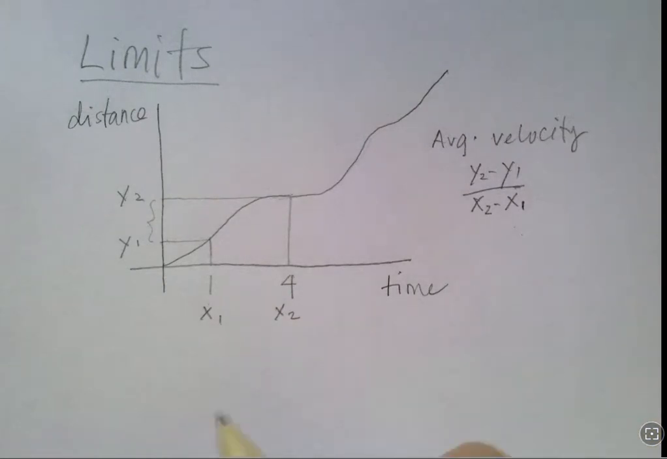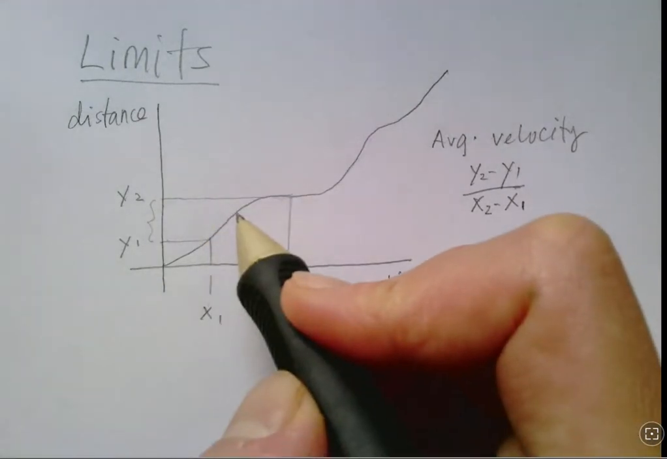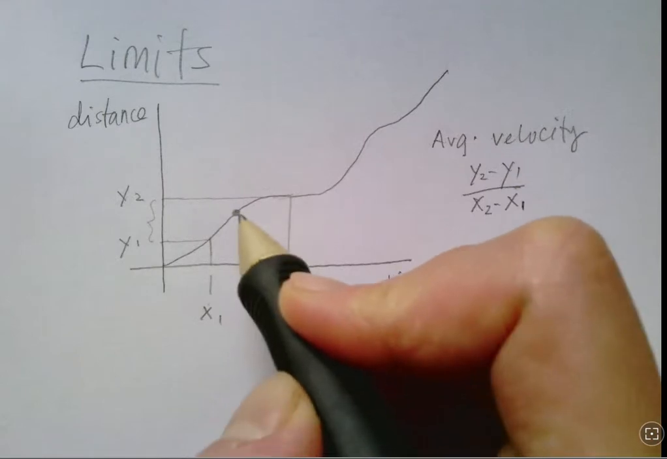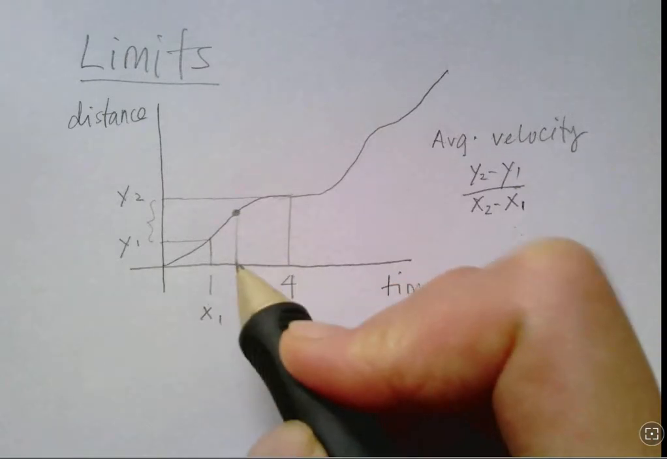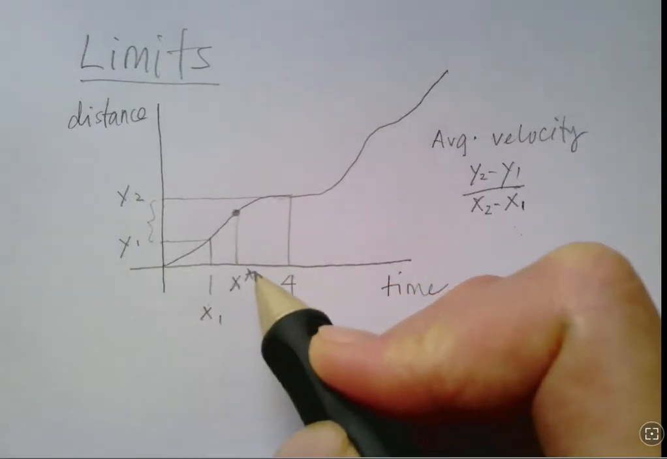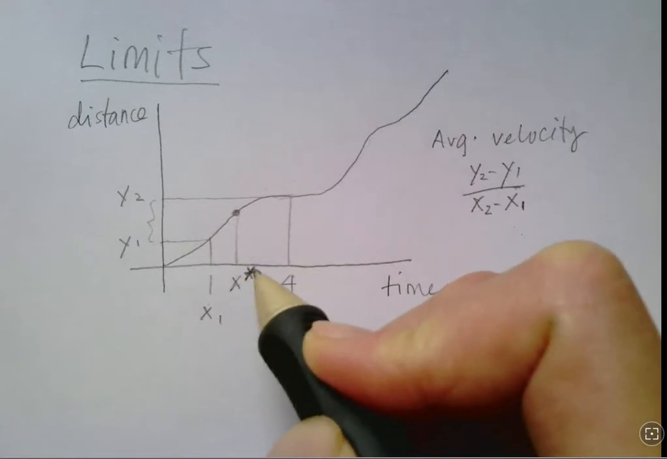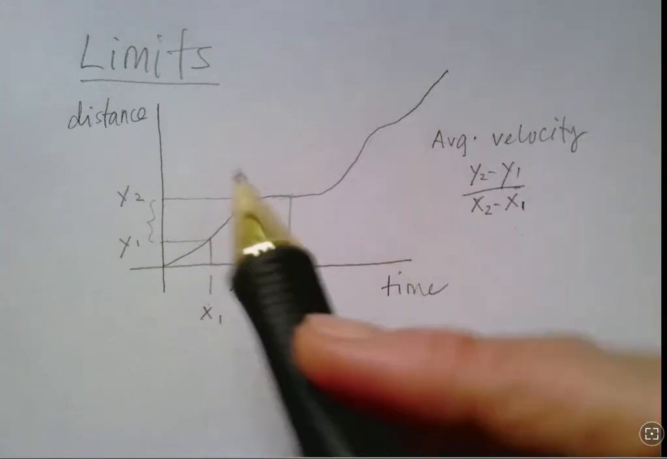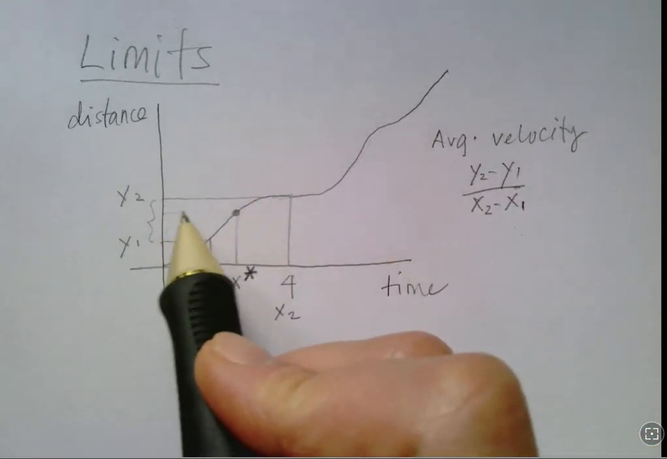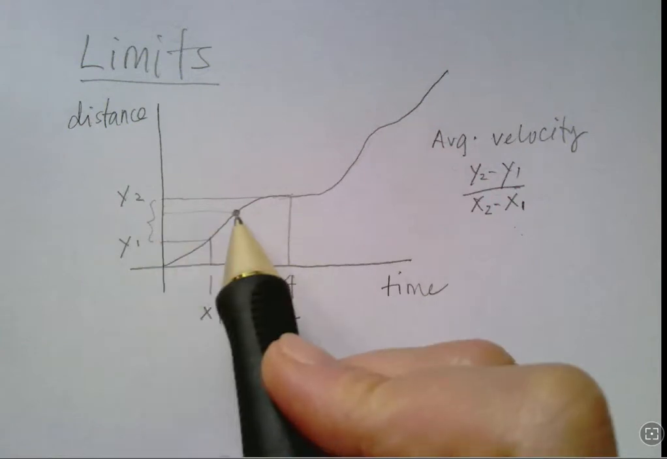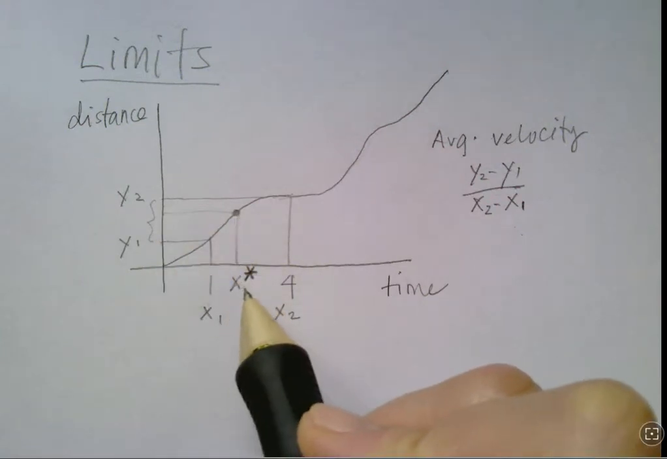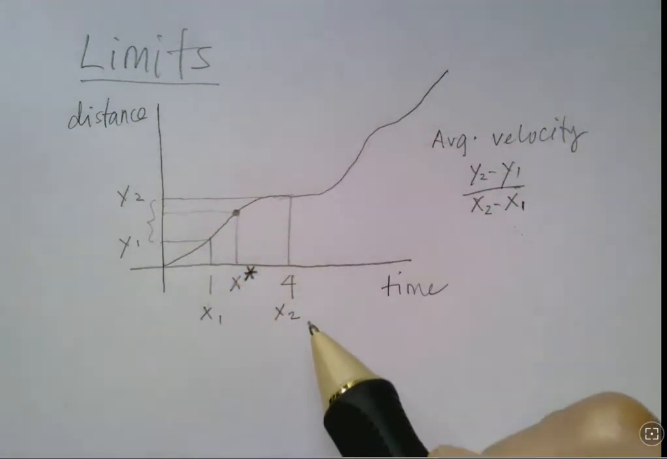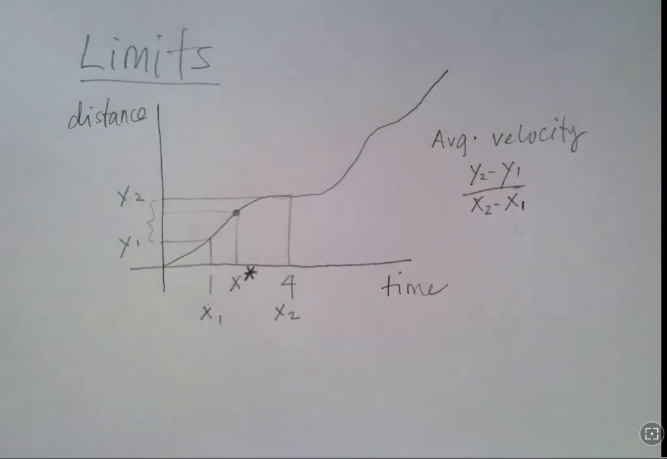Now let's ask another question. How about if you wanted to know your speed at exactly this moment, exactly this point in time? Here's x star, all right? Then we don't have a rise over run, right? There's no change in y at this very instant. There's no change in x. Okay.